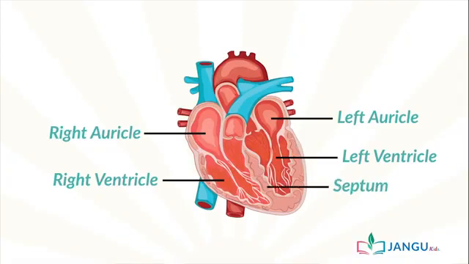A wall called the septum separates the right side of the heart from the left side of the heart. On each side, there are valves that allow the upper chamber to open up to the lower chamber.